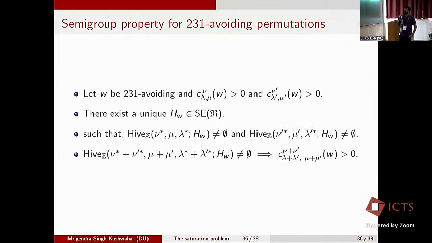So if W is a 231 avoiding permutation and suppose these two coefficients are positive, then there exists a unique HW, a subset of the southeast rhombus, such that the hives with nu star, mu, lambda star have an integral solution. Again you add those solutions, and the sum belongs here. So this has an integral solution, and the number of integral solutions in this is equal to this LR coefficient. So we have the refined coefficient for lambda dash, mu dash, W is positive.